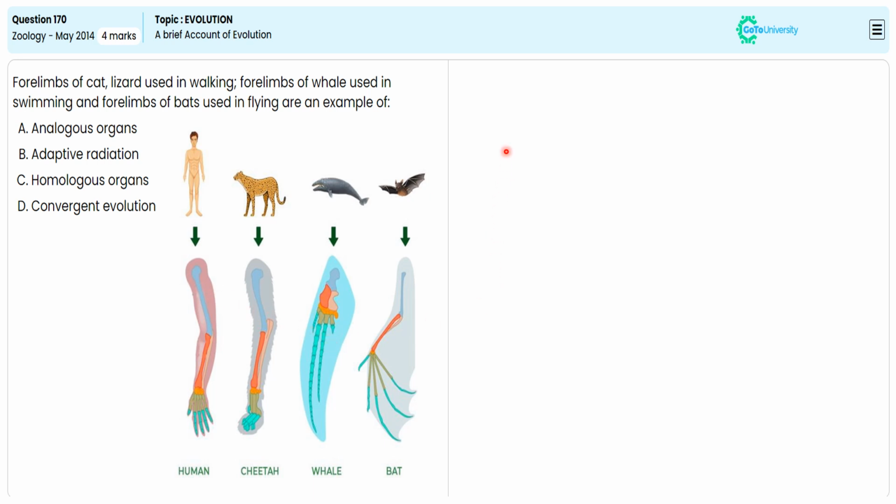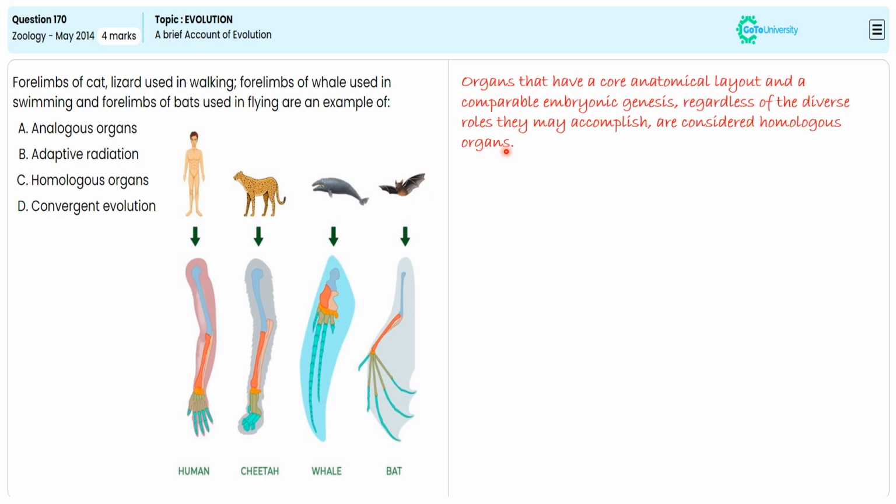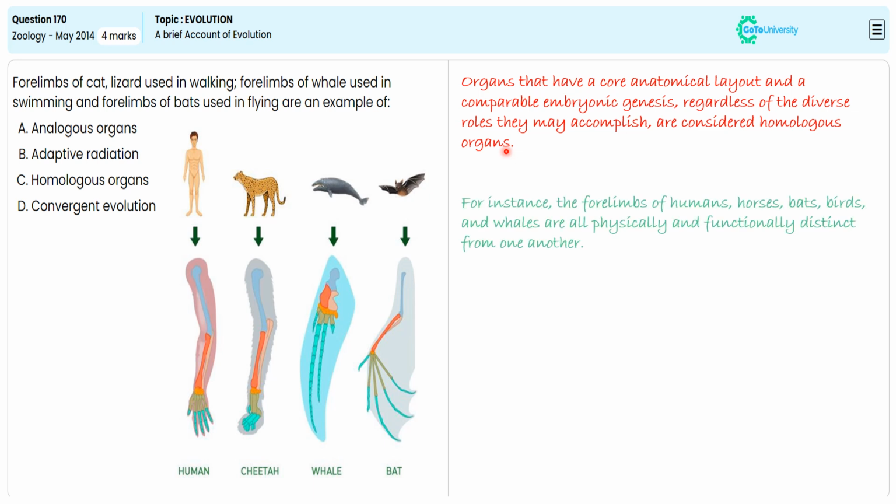We are giving a recap to take the NEET notes for future reference. Organs that have a core anatomical layout and a comparable embryogenesis, regardless of the diverse roles they may accomplish, are considered homologous organs. For instance, the forelimbs of the human, horse, bat, bird, and whale are all physiologically and functionally distinct from one another. With this specification, we choose option C as the correct answer to secure 4 marks.